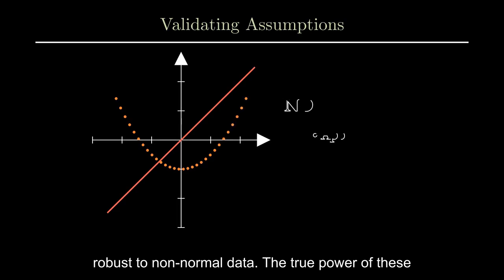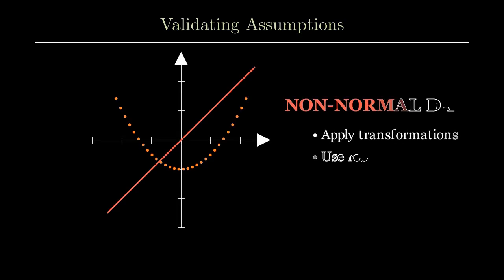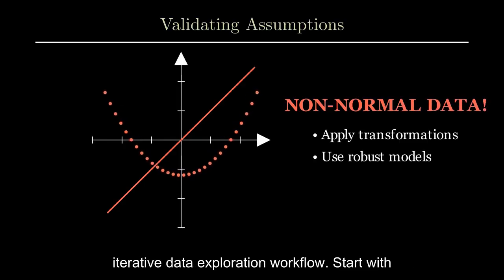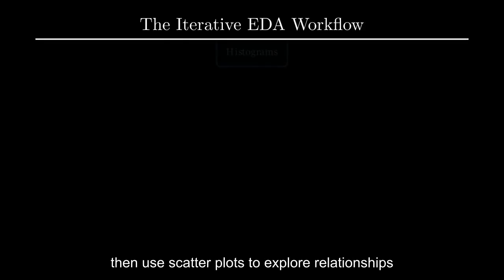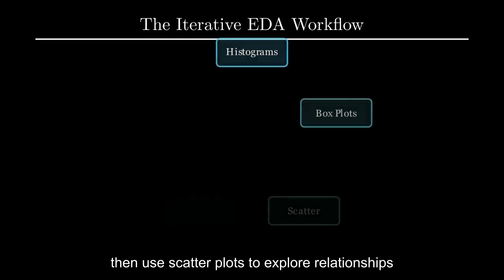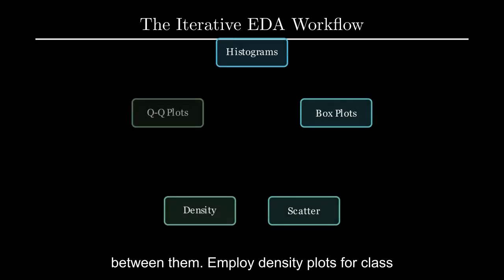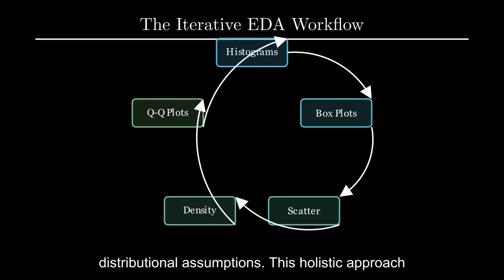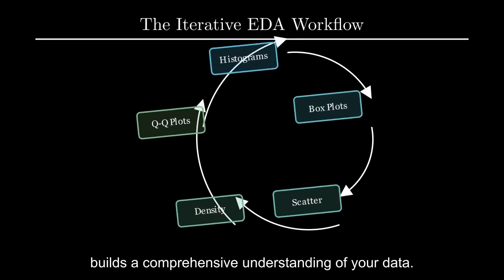The true power of these visualizations comes from using them together in an iterative data exploration workflow. Start with histograms and box plots for individual features, then use scatter plots to explore relationships between them. Employ density plots for class comparisons, and QQ plots to validate distributional assumptions. This holistic approach builds a comprehensive understanding of your data.